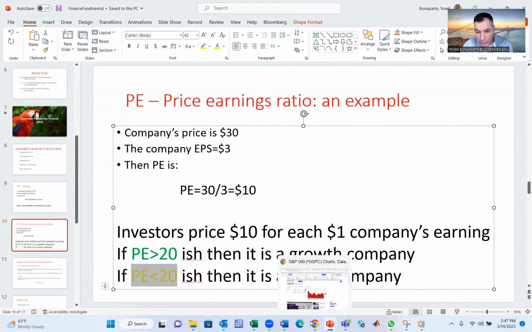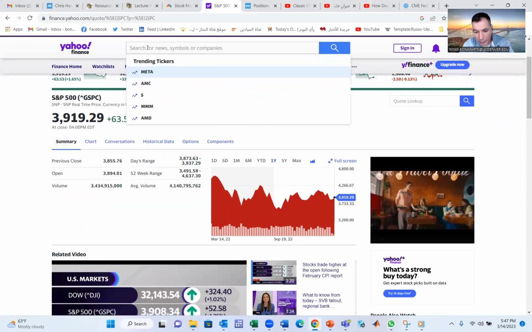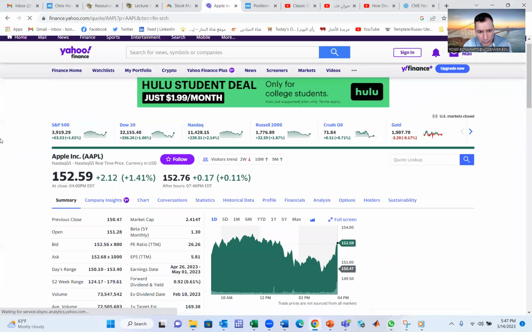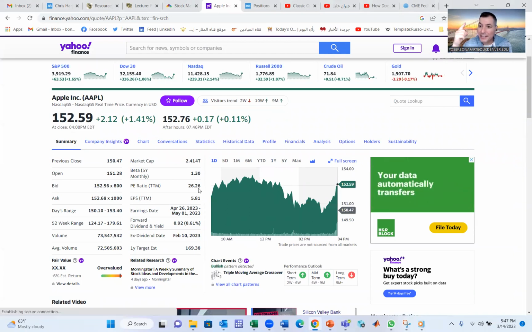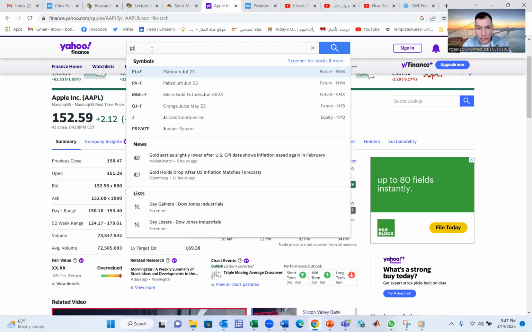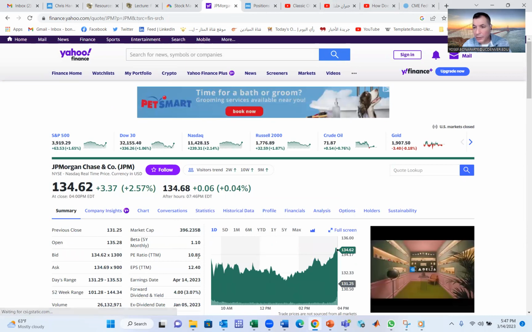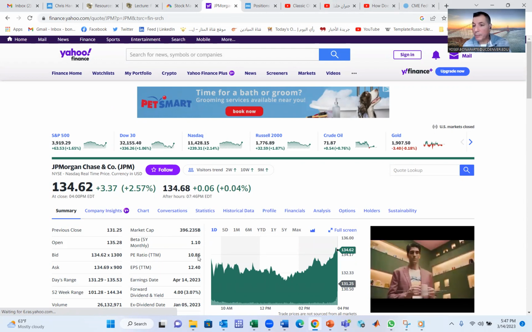Now, let's go to Yahoo Finance and see what the PE is for Apple, AAPL. The PE ratio is 26.26. That means for every dollar of Apple earnings, investors are willing to pay $26.26. Now, if you look at, for example, JP Morgan, the bank, their PE ratio is 10.8. That means for every dollar of JP Morgan earnings, investors are willing to pay $10.86.